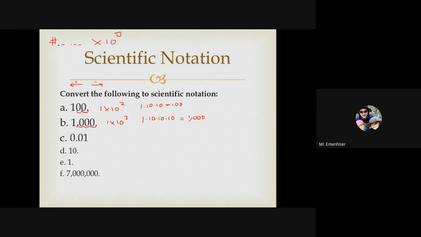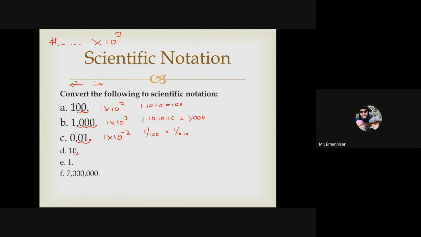Now let's try this one. This one's to the left, so we're going to move it 1, 2. Remember, the decimal needs to be to the right of that non-zero digit. So that's 1 times 10 to the minus 2. Okay, so this is actually 1 out of 100, or 1 out of 10 times 10, 100th.